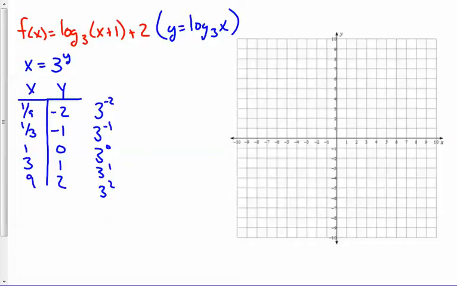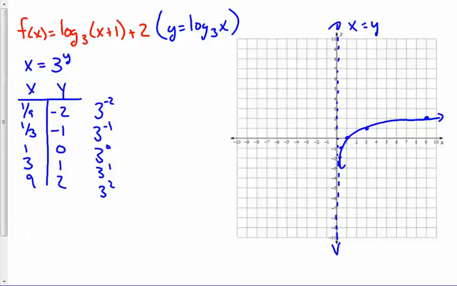And I can graph that. (1/9, -2), (1/3, -1), (1, 0), (3, 1), and (9, 2). And again, logarithms have asymptotes as well, but they have vertical asymptotes.